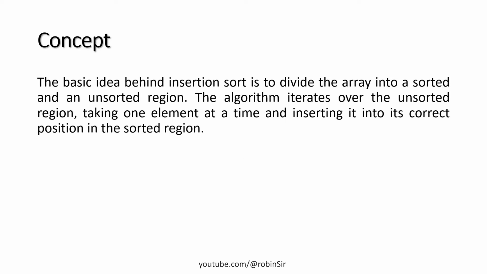The basic idea behind insertion sort is to divide the list into two regions, a sorted region and an unsorted region. Each time, we pick an element from the unsorted region and put it in the sorted region such that the sorted region always remains sorted. We keep repeating this process until the entire array is sorted. Obviously, this will be clearer with the help of an example.